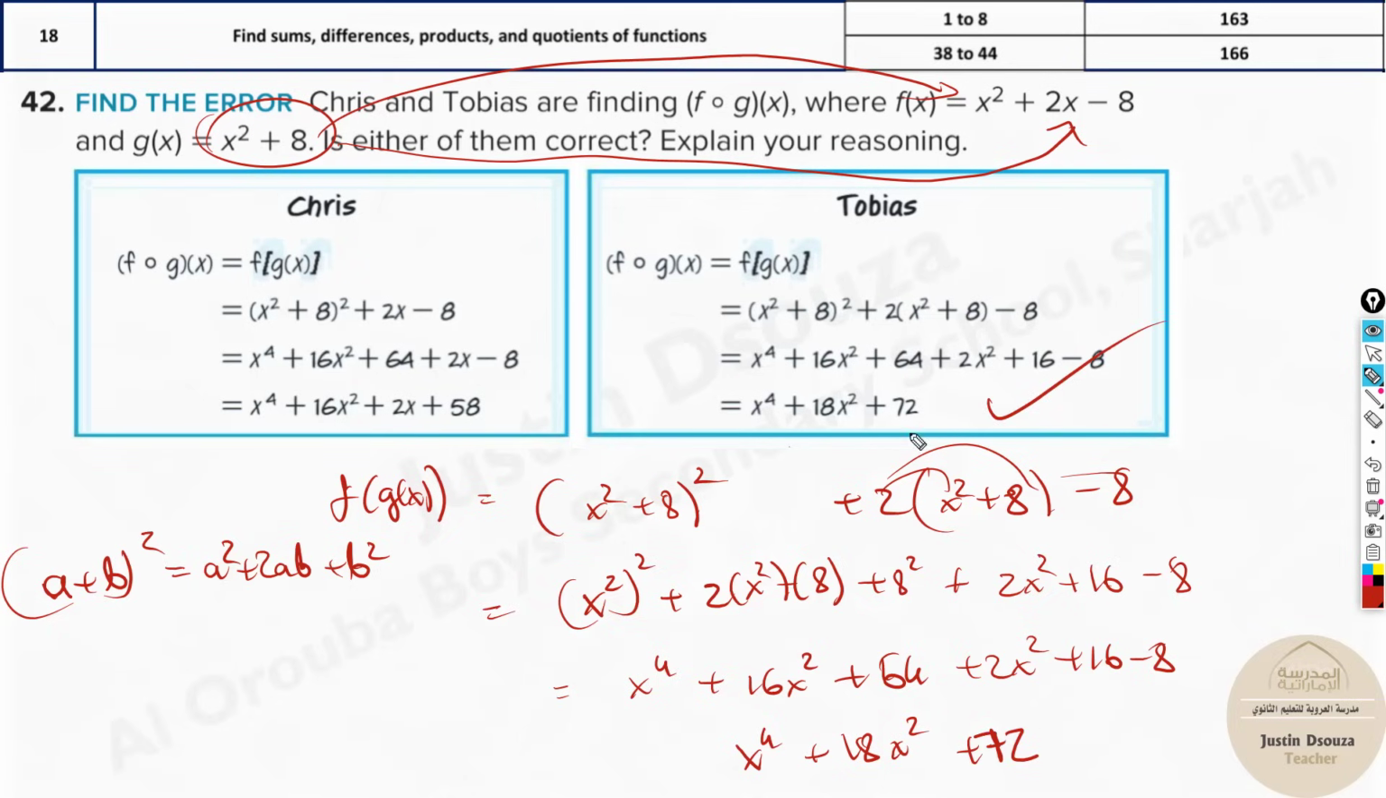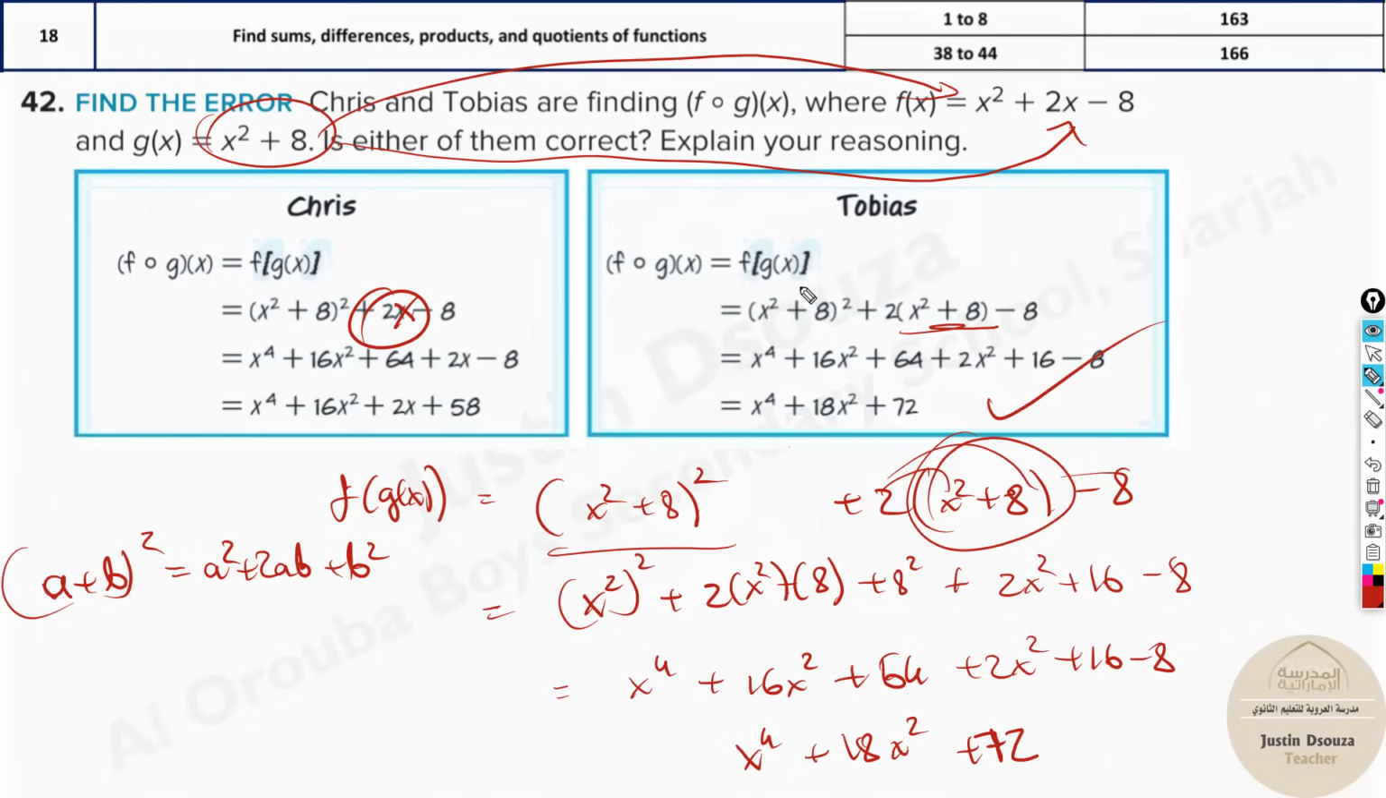And I can see that Tobias did it correctly. Now, what mistake did Chris make? Explain your reasoning is there. Okay, he has done this. You can see here, this 2x, we have to substitute. See, I did over here, instead of x squared, I put this as the whole square. Then 2 times this x. It doesn't remain x. You have to substitute x squared plus 8, right? That is the mistake.